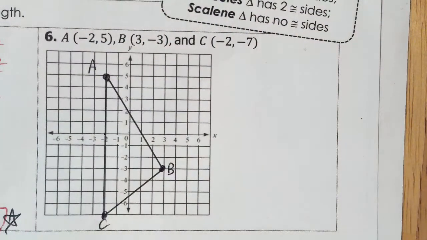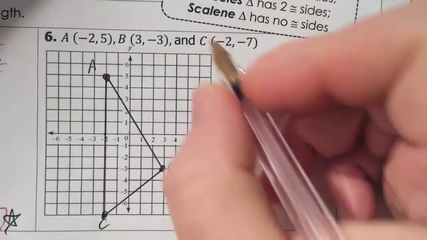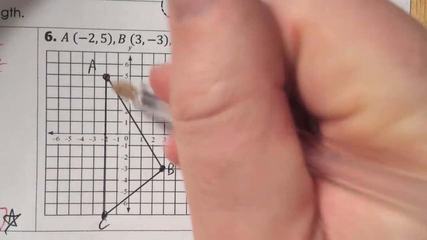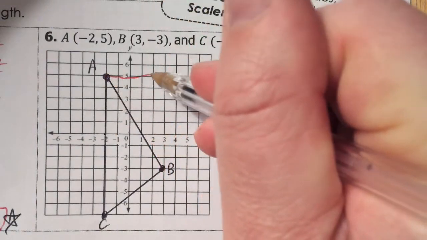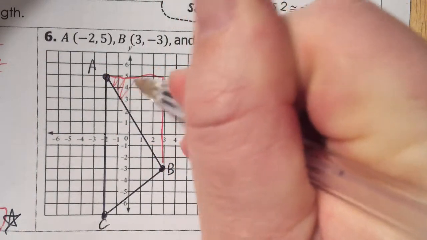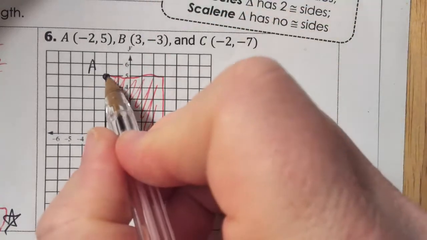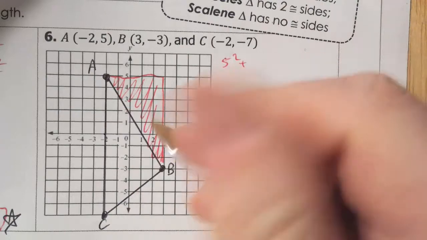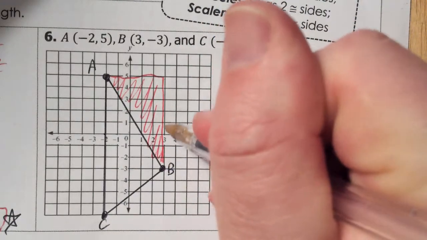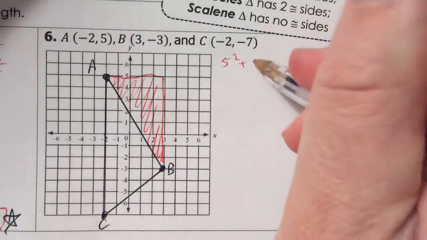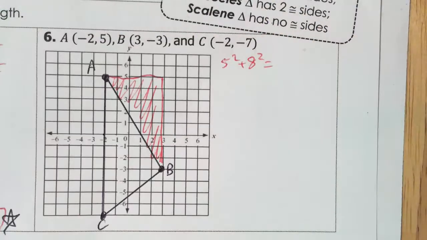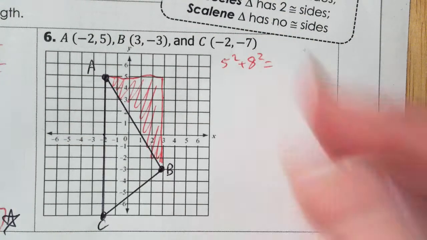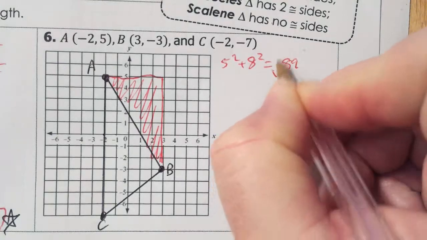All right, let's find all of our distances. So this distance right here, that is 1, 2, 3, 4, 5. So that's 5 squared plus, starting at the point, 1, 2, 3, 4, 5, 6, 7, 8, 8 squared. So 5 squared plus 8 squared, and we get 89. So that's the square root of 89.